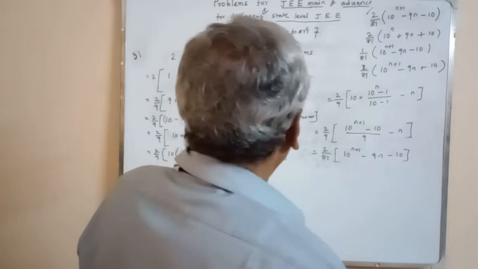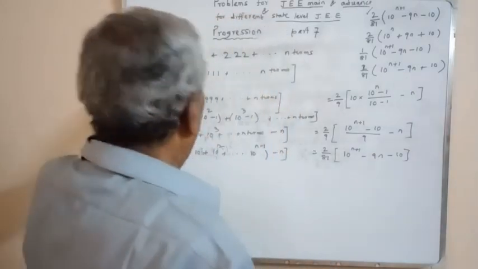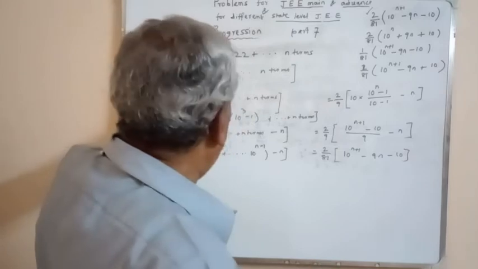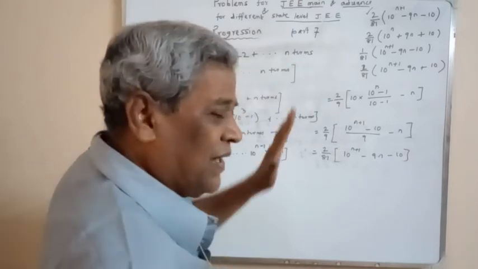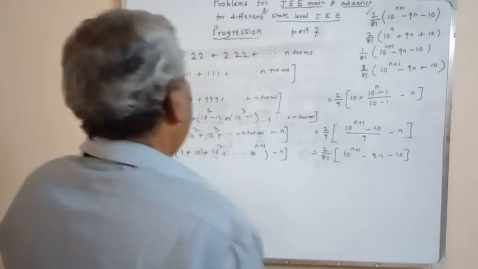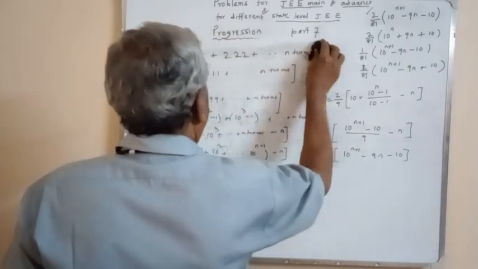So if the series is of that type, say 3 3 3 or 5 5 5 5 5, etc., same way we can find their sum. Okay, next.